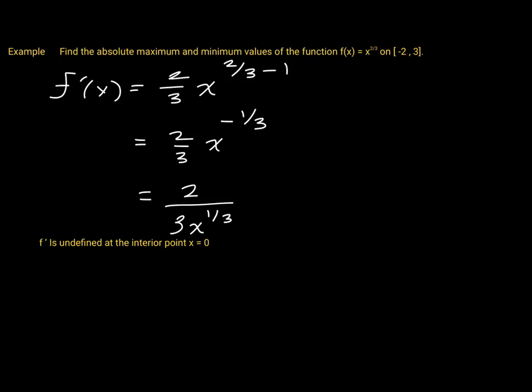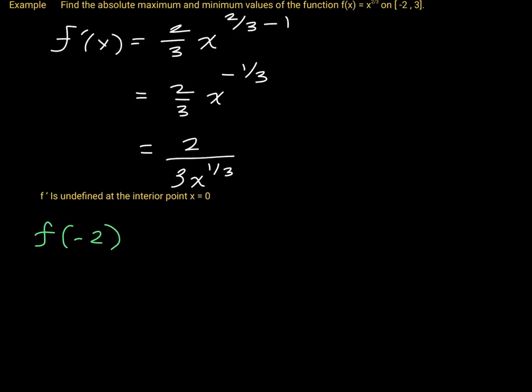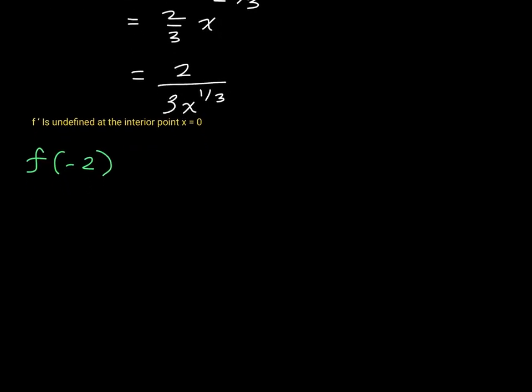So what we're going to do is evaluate our function at our endpoints and also at 0. So let's do that now. So I'm going to do f. Remember, you're evaluating f, okay? At negative 2, you'll evaluate f at, let me see if I can move this up, okay? F at 0 and f at the right endpoint of 3.